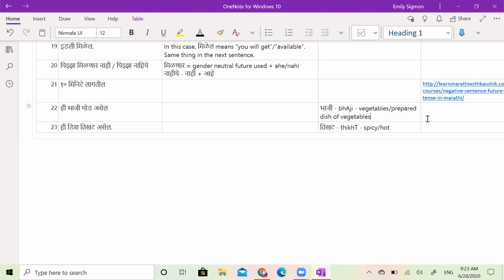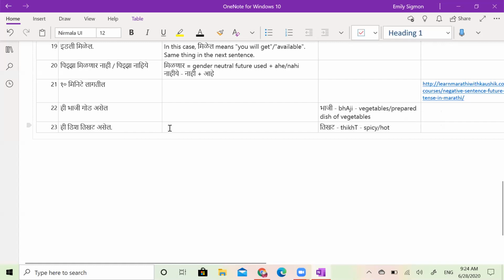Okay. Was that all for this one? Do we want to move on? Yeah. Okay, last one. He dish tikat asel. So tikat is spicy. So same thing, this dish will be hot.